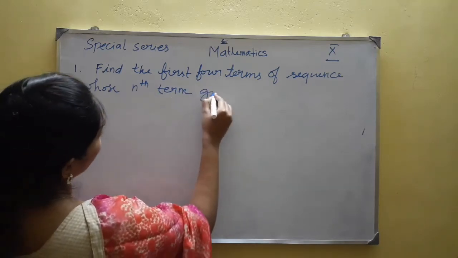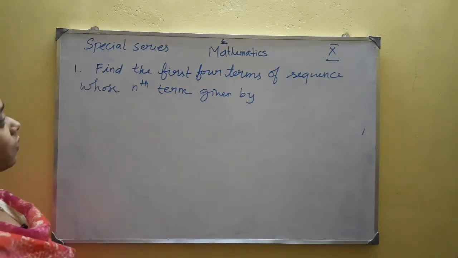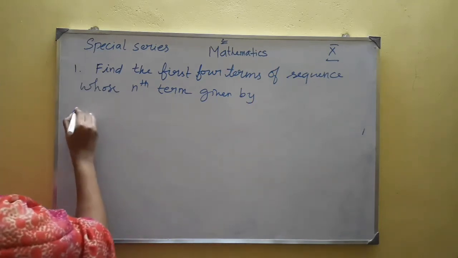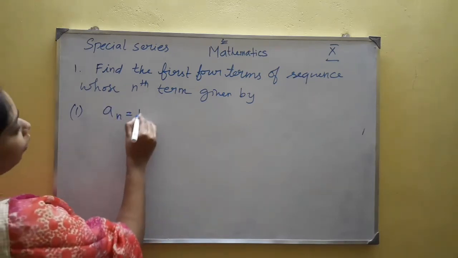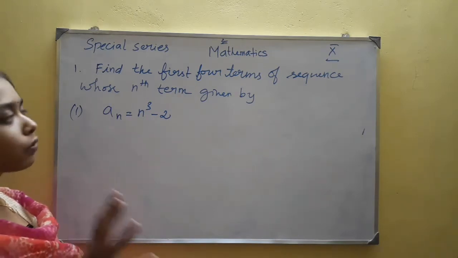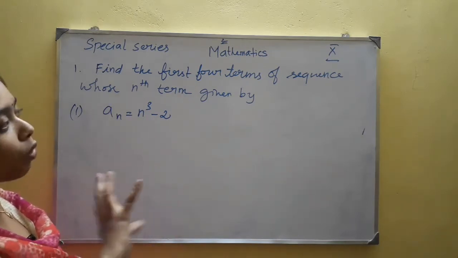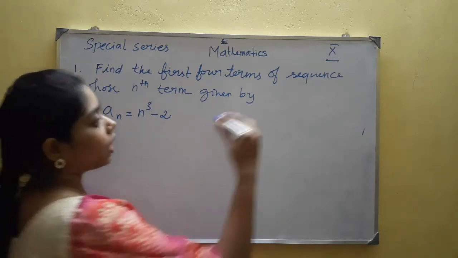Find the first 4 terms of the sequence whose nth term is given by an equal to n cube minus 2. You may feel a little confused by seeing this question. Find the first 4 terms of a sequence. In previous problems we have all seen series.